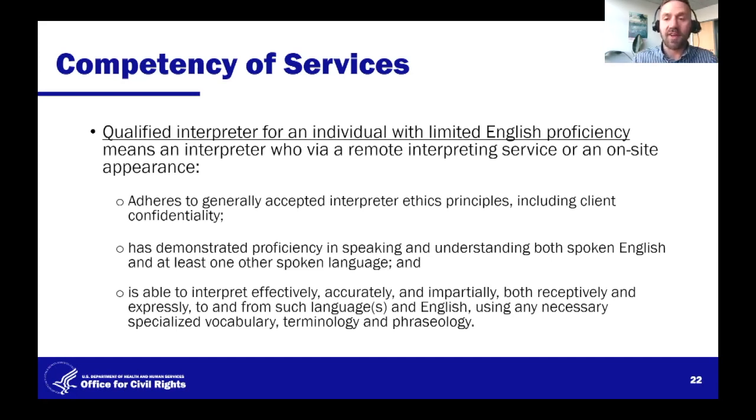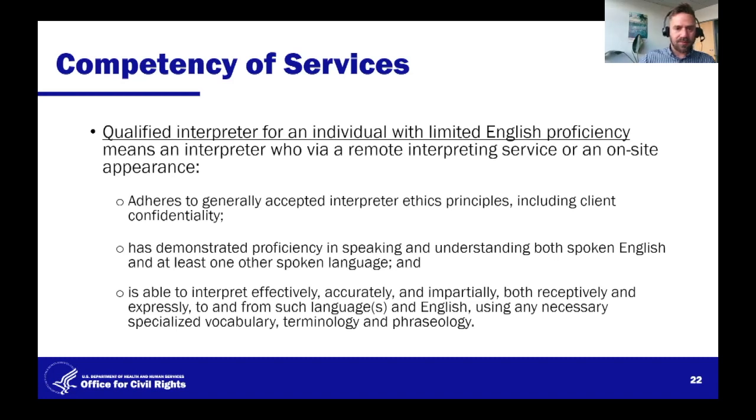Section 1557 provides standards for interpreter competence. Under Section 1557, a qualified interpreter for an individual with limited English proficiency means an interpreter who, via remote interpreting service or an on-site appearance, adheres to generally accepted interpreter ethics principles, including client confidentiality, has demonstrated proficiency in speaking and understanding both English and at least one other spoken language, and is able to interpret effectively, accurately, and impartially, both receptively and expressively, to and from such languages and English, using any necessary specialized vocabulary, terminology, and phraseology.